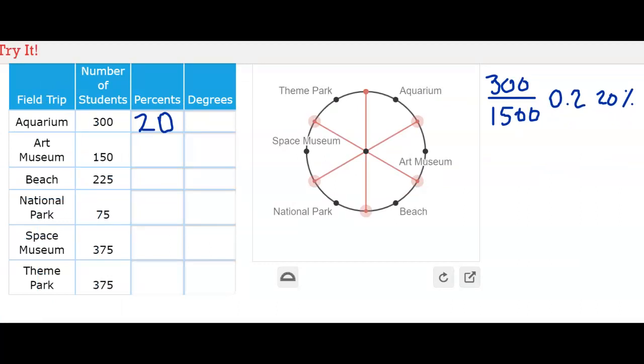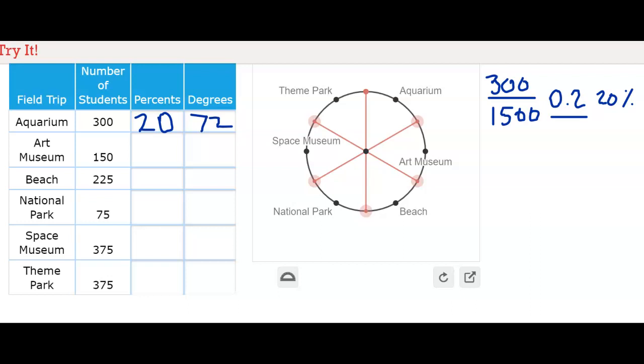And then for the degrees, you take that 20%, and then you're going to multiply it by 360. So you keep it in that decimal form and multiply it by 360, and then you get your degrees. And for this one, it's 72.